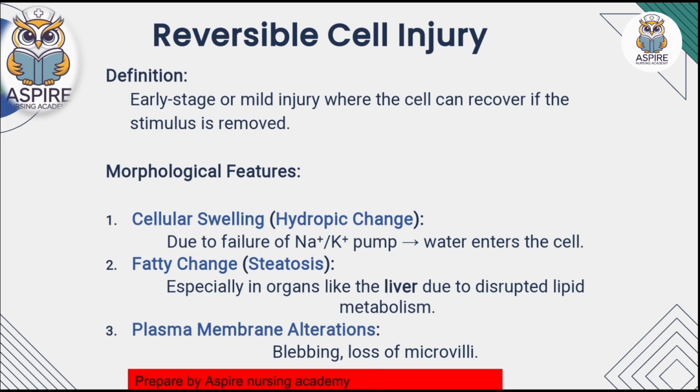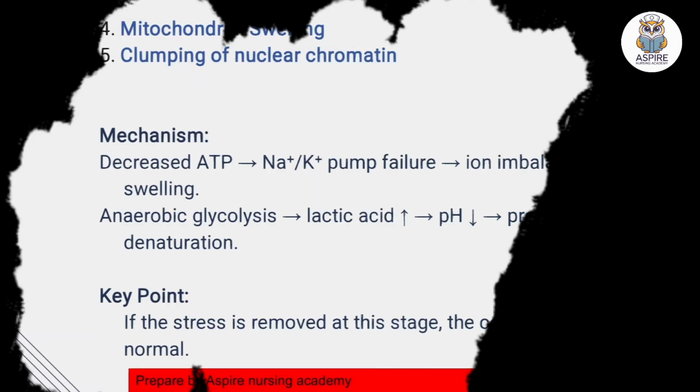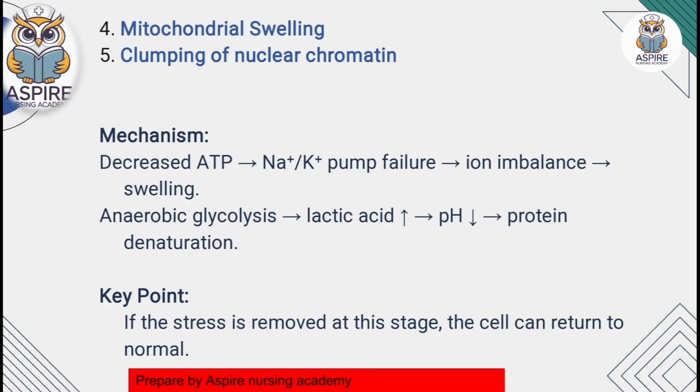1. Cell swelling due to failure of the Na-K pump. 2. Fatty change, especially in the liver. We call this steatosis. 3. Blebbing of the membrane, little bubbles form on the surface. 4. Mitochondrial swelling, early but reversible. 5. Clumping of chromatin due to acid buildup from low oxygen. Key point, if you remove the stress now, the cell can return to normal.